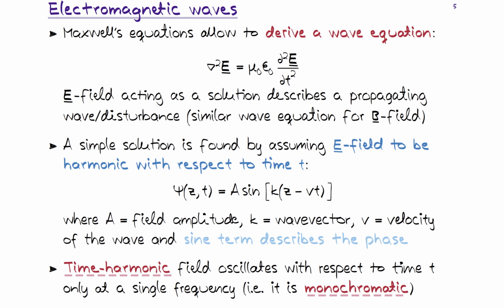So when I'm, for example, in an exercise, describing the problem that we have a monochromatic field, then that essentially just means that we have a time harmonic field, and essentially that just means that the time dependence of the field looks like this. So we can just describe temporal dependence using a simple sinusoidal function.